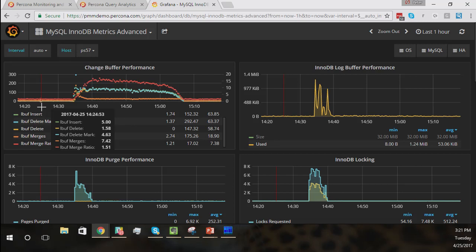Okay. Yes. What's that? For Mongo? Yes, we are working on that. That should be done in the next few months. Yes, we are working on that. That's right.